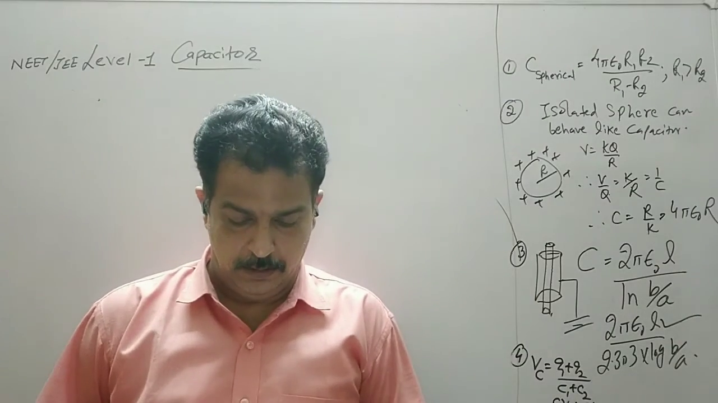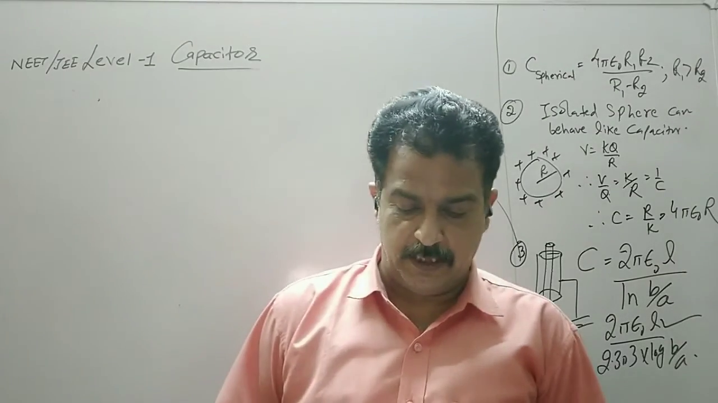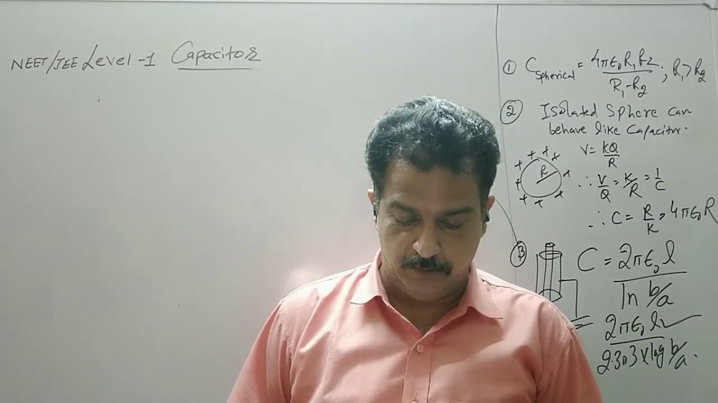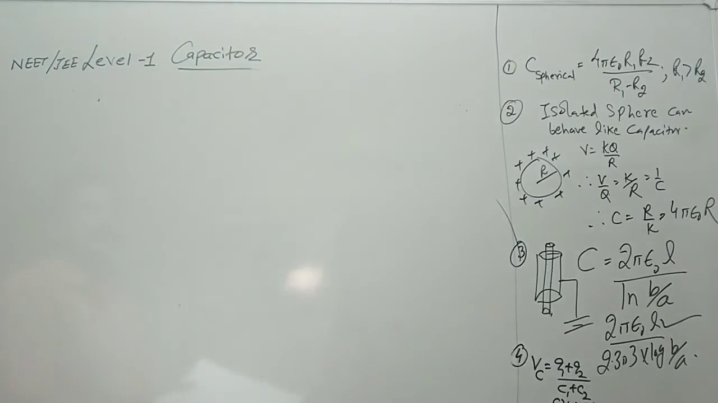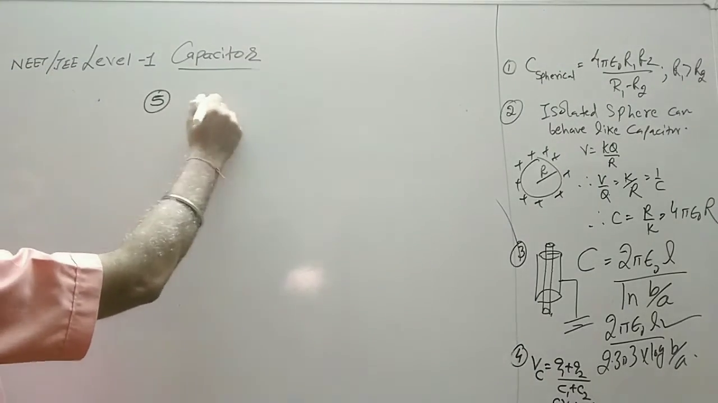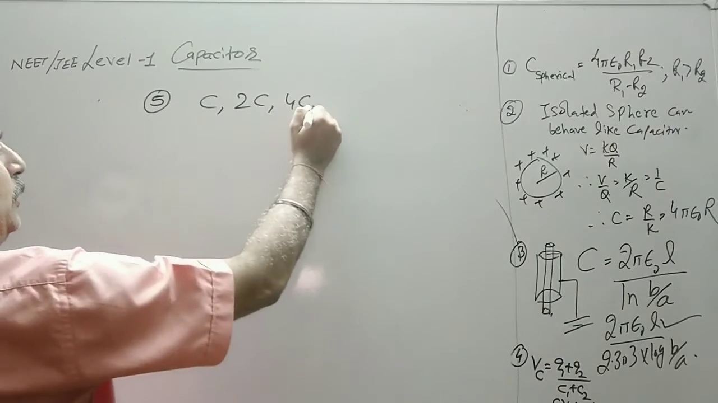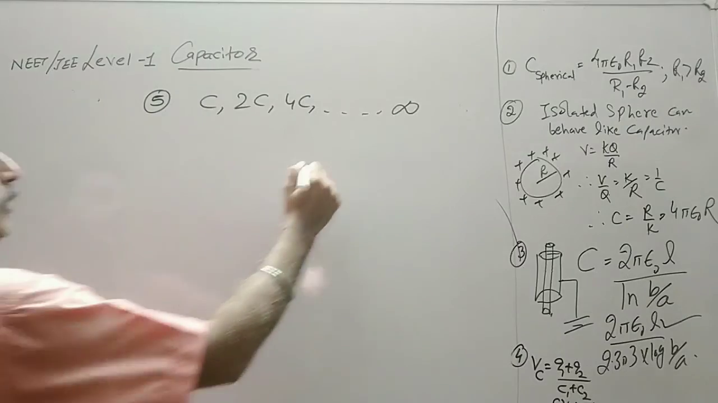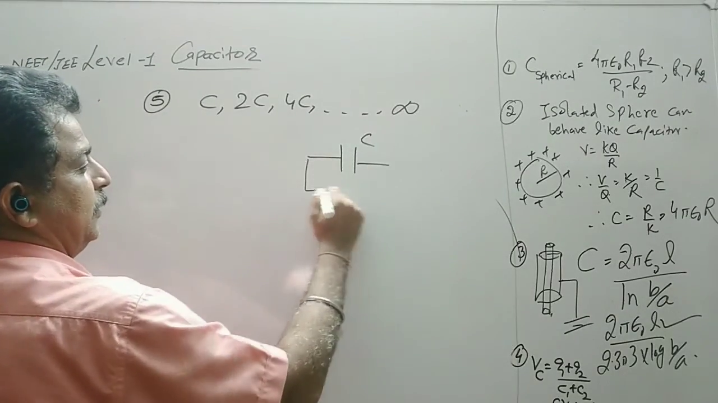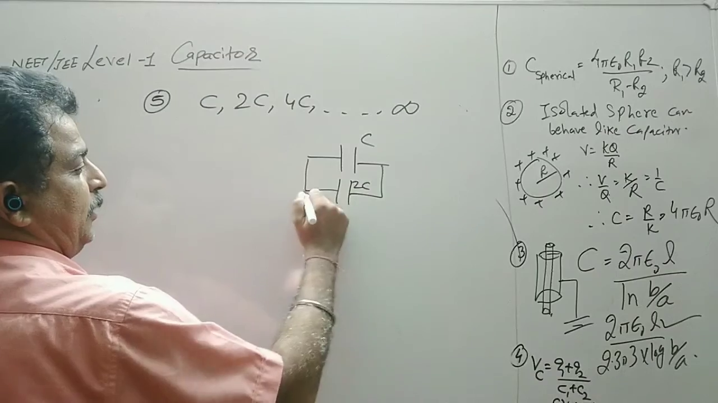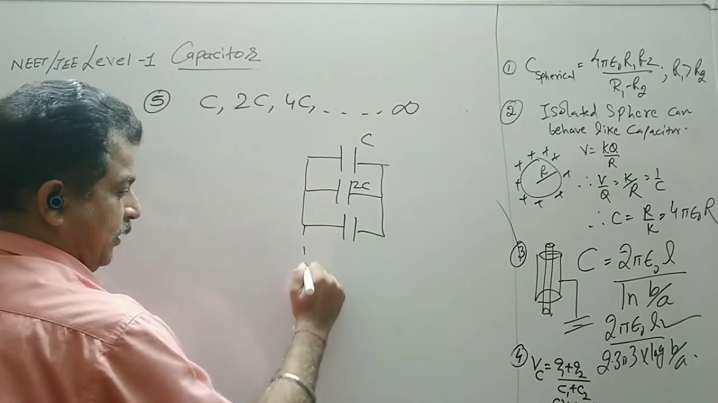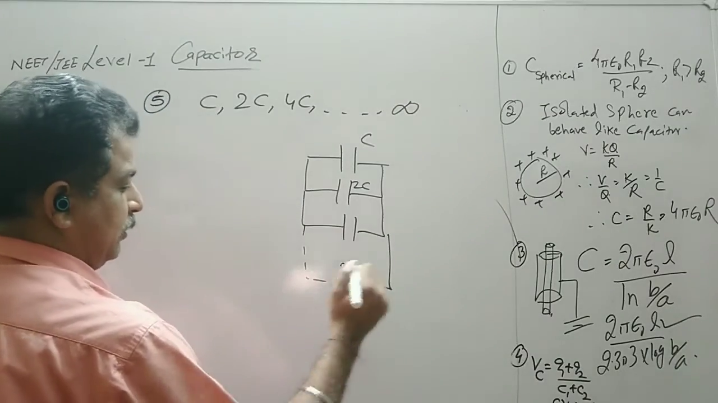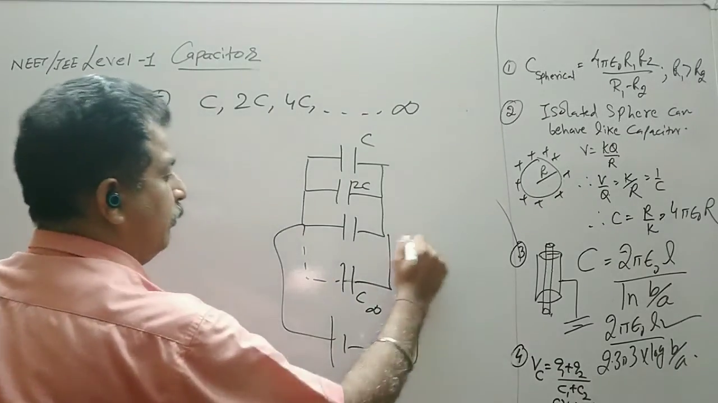MCQ number 5. Capacitors C, 2C, 4C and so on to infinity are connected in parallel. What is their effective capacitance? So we have capacitors C, 2C, 4C and so on to infinity. They all are connected in parallel combination, connected with a battery.